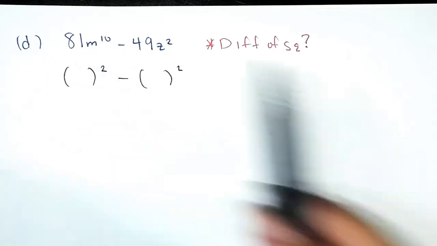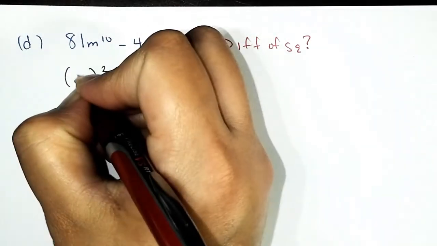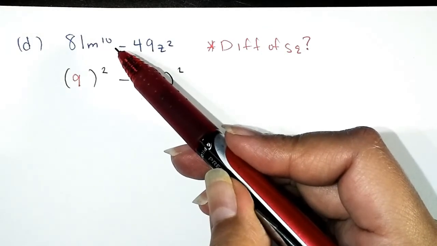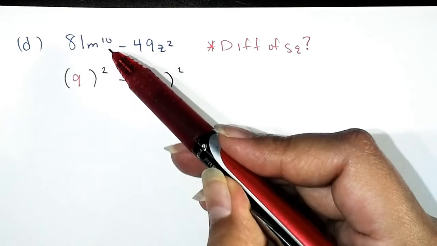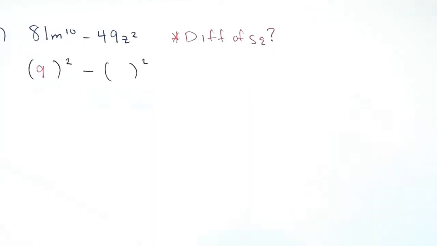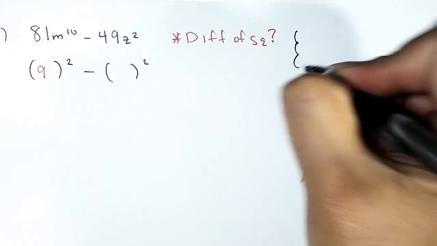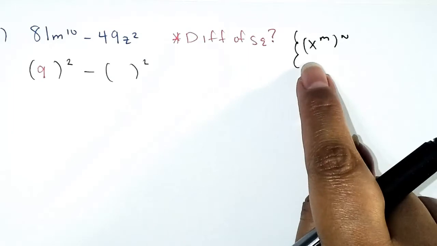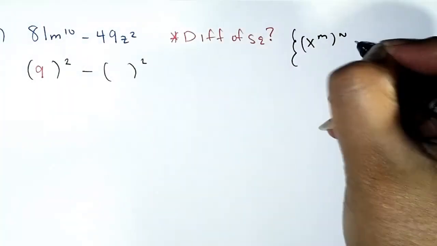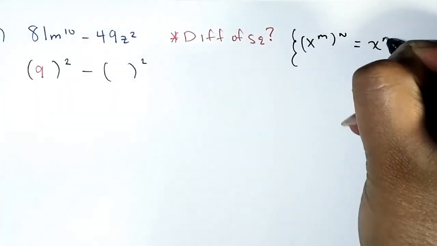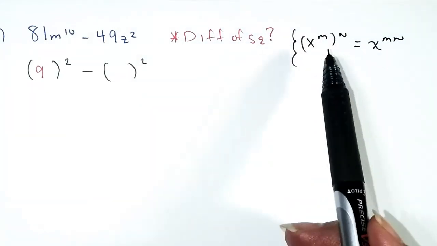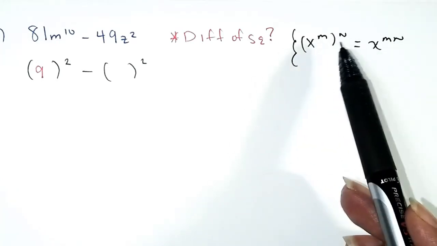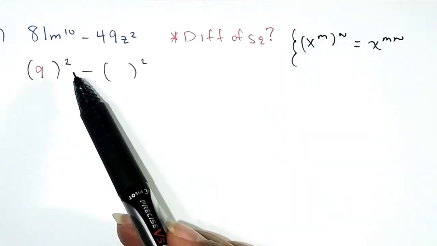So 81, I know that's a perfect square because it's the square of 9. M to the 10th, I really don't recognize that as a perfect square, but let me tell you how we're gonna do it. We're pretty much gonna use the power rule in reverse. So let me use a thinking area. The power rule for exponents says this: if you have a factor and you're raising it to some power, you keep the base and multiply the exponents. So we're gonna use the power rule in reverse. Instead of multiplying the exponents, we're gonna divide the exponents.